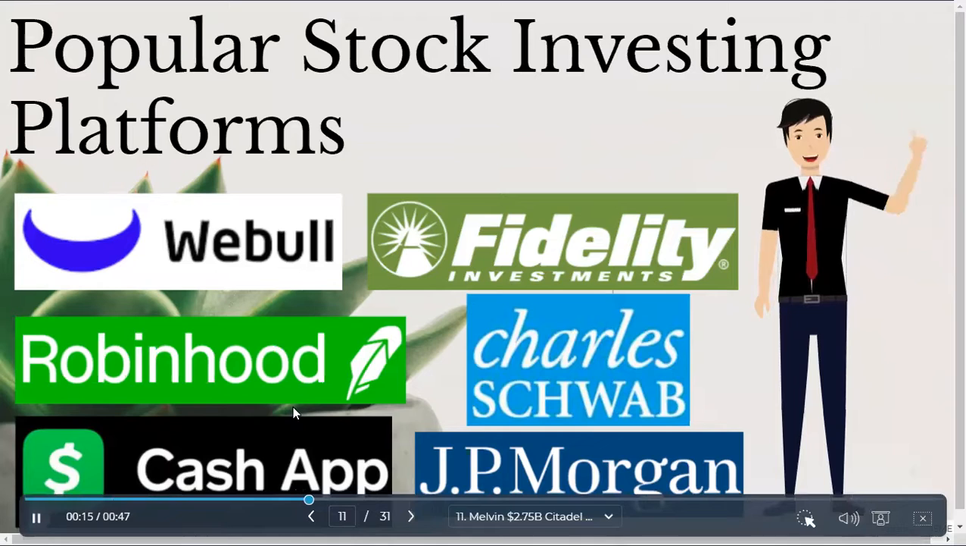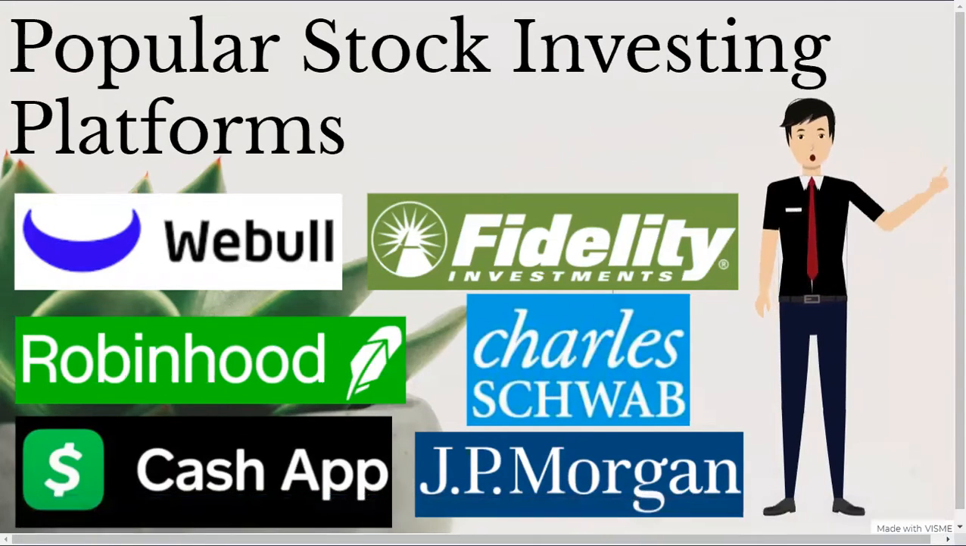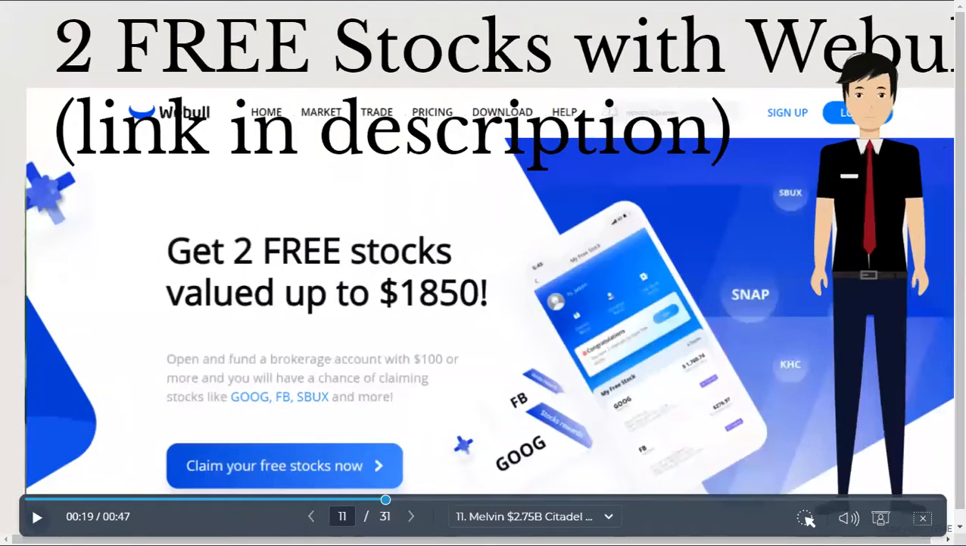One of the platforms that I use is Webull, and that's what we're going to be talking about today. With Webull, you get access to great stock analysis and charting tools.